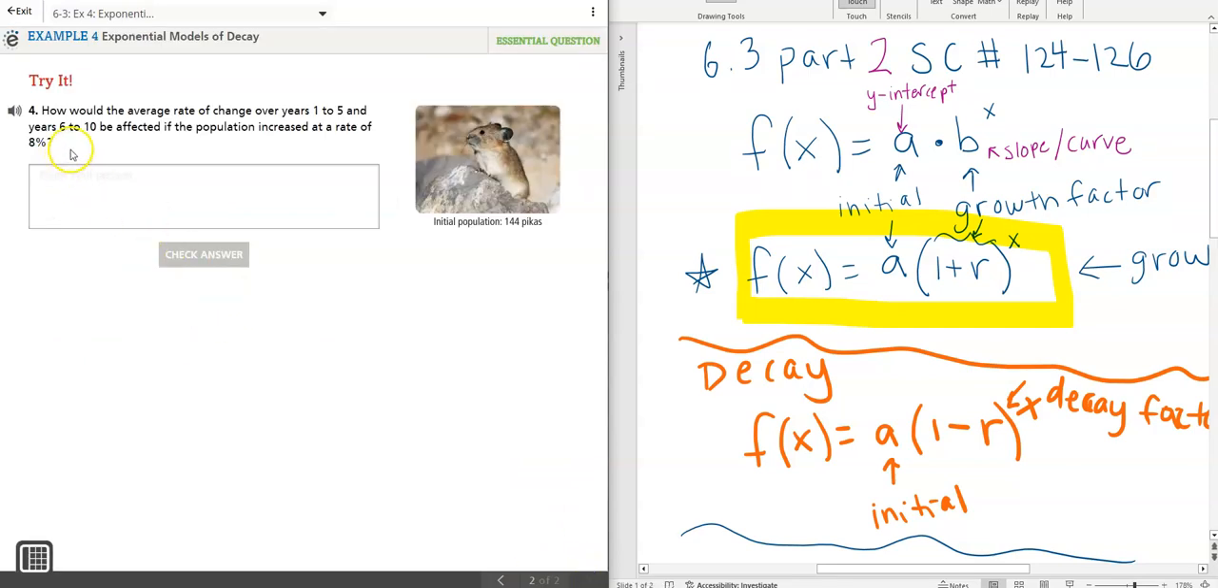So then they're saying, here we have our pika still. It says, how would the average rate of change over years 1 through 5 and years 6 through 10 be affected if the population increased at a rate of 8%? So I would take a look at our initial exponential growth function and see if you can do the same thing, but with 8%, and then compare it to what we did on the other page and see what would change, what would be different.